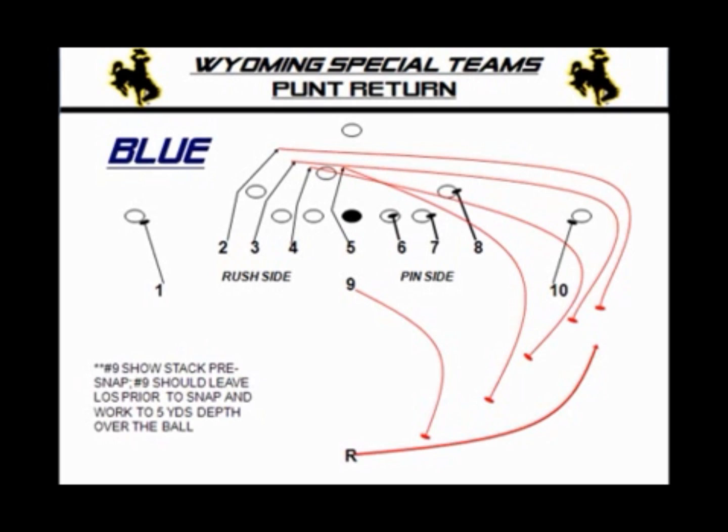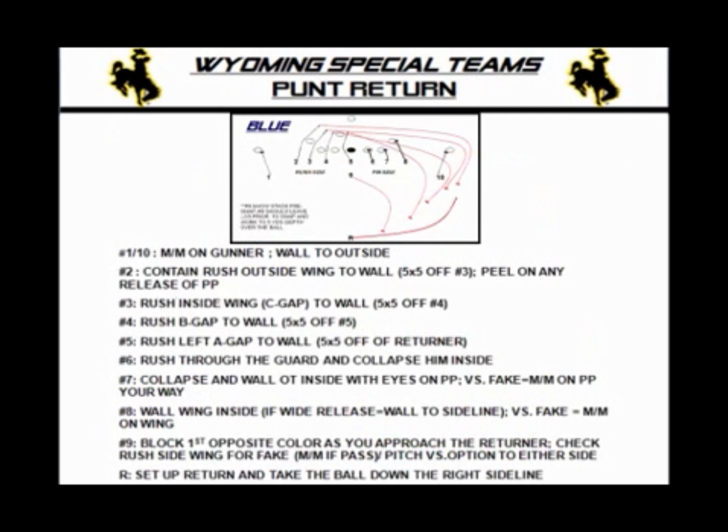So just going into more detail, 1 and 10 are man-to-man on the gunners, attempting to wall them to the outside. Number 2, as you see it, he's on the left-hand side. He's contained rush, 5-by-5 off of number 3 again. So we're trying to execute that stair step. Now, the big thing as I go through this is understand fake responsibilities.